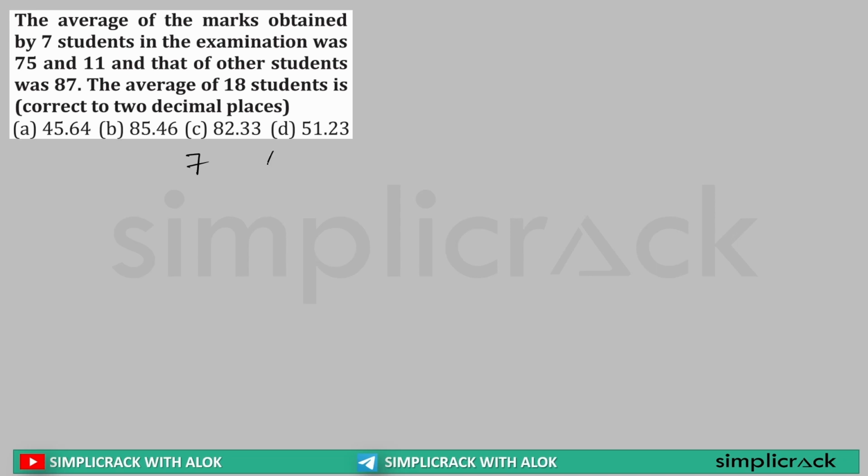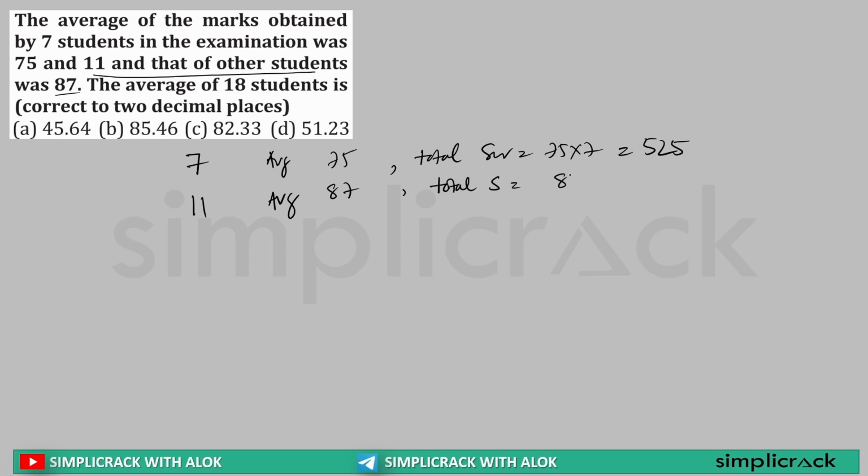Sir, the average of marks obtained by 7 students in an examination was 75. 7 students, average mark 75. Total score was 75 into 7, that is equal to 7 5s are 35, 7 7s are 49 plus 3 is 52, 525. Now 11 other students have average score 87. So total score is 87 into 11, that is equal to 957. Yes or no? Yes.